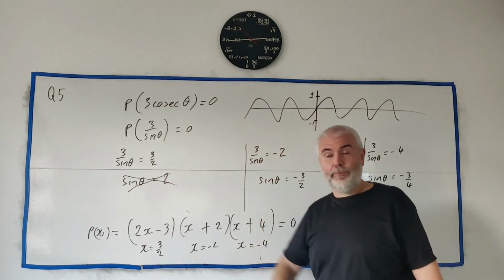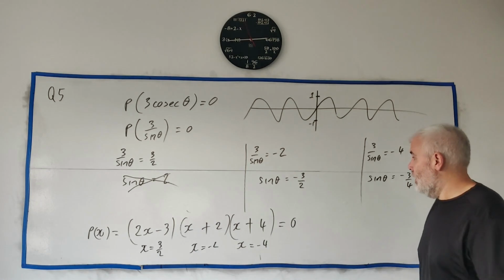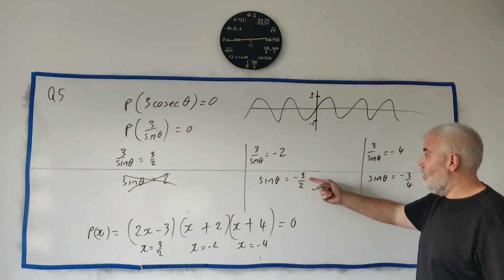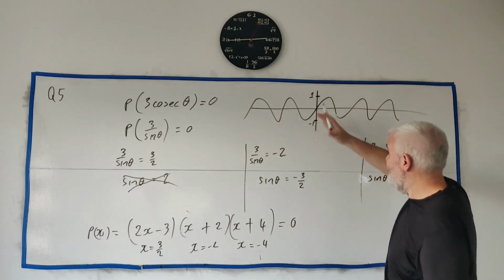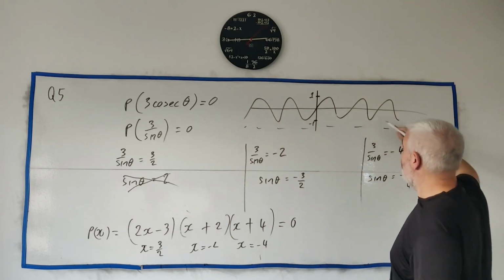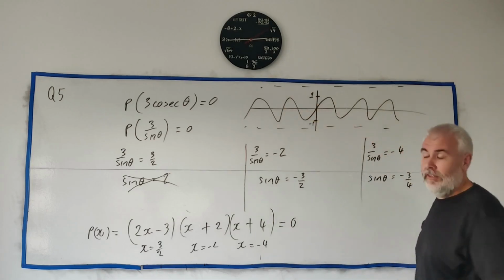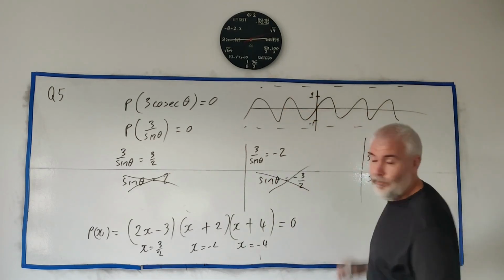There's no answer at this part of it. But that's okay, we have other options. When is sine equal to minus 3 over 2? That's minus 1.5. It's all the way down here. That's never, it never hits. It never hits up here. This is also an impossible answer.